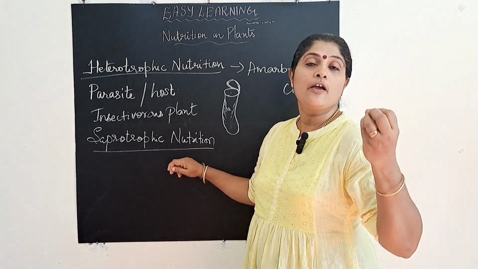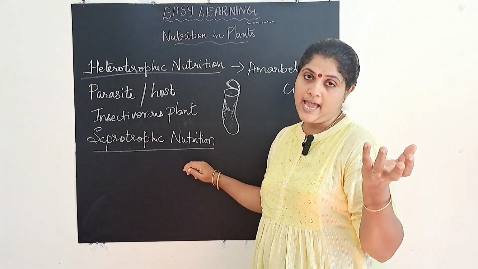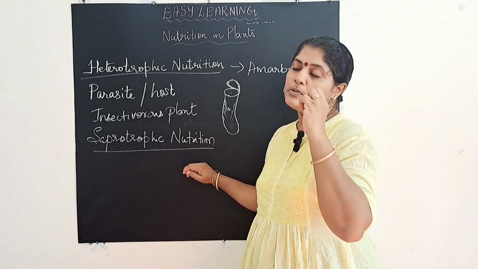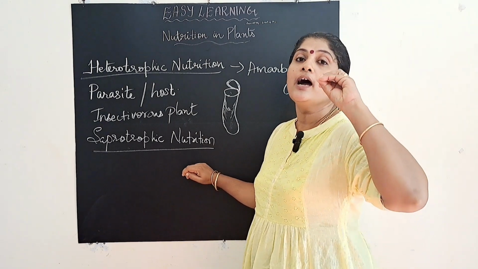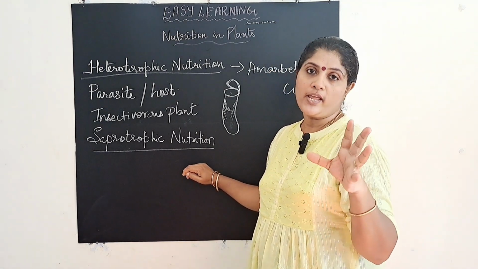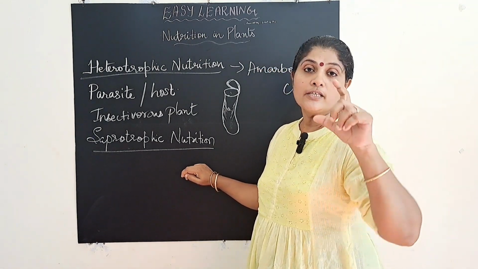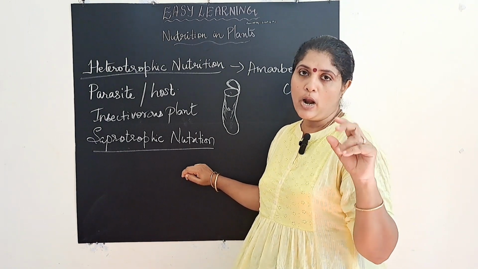Other than that, one more activity we can explain which comes under saprotrophic nutrition is that you take a slice of bread, sprinkle water on it, and keep it in a warm place for 3 to 4 days. After 3 to 4 days, we can observe that the color on the slice of bread will appear either green, black or brownish.